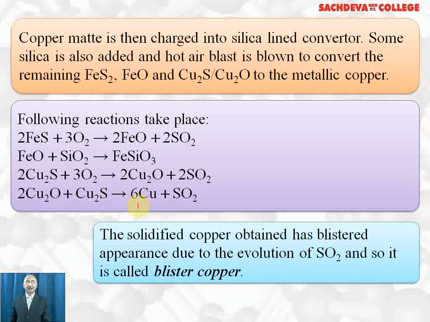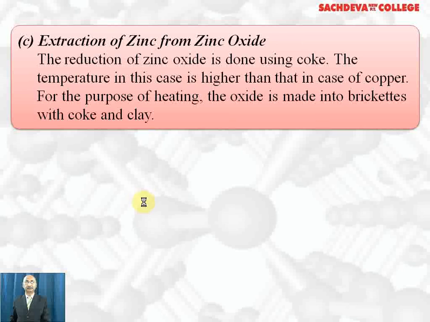This copper obtained is called blister copper because it has blisters, that is spots, due to sulfur dioxide. This impure form of copper can be converted into pure form by electrolytic refining.